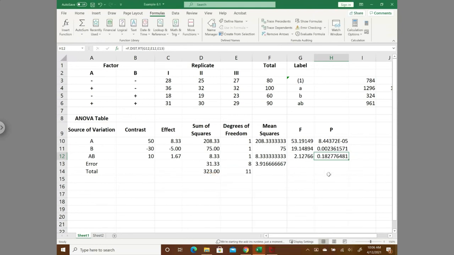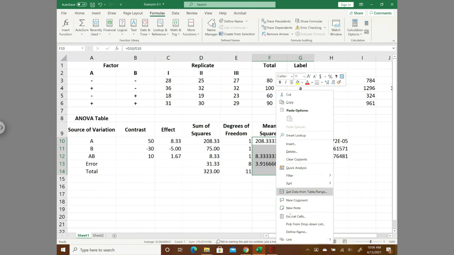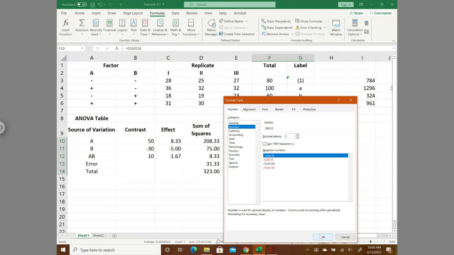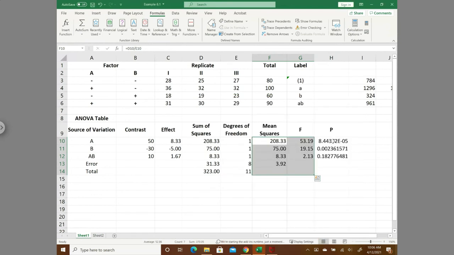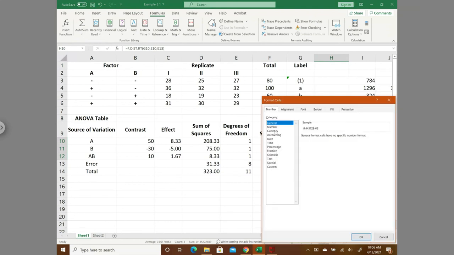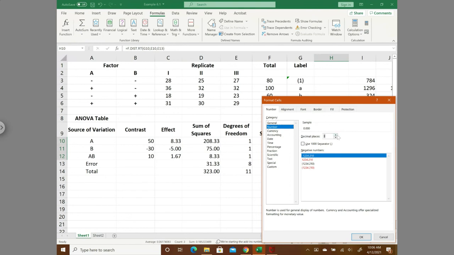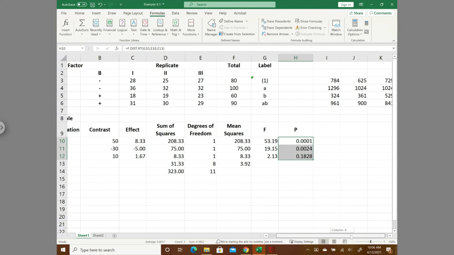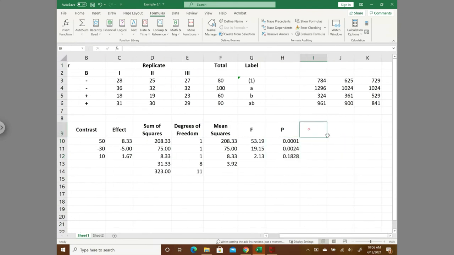Okay, so what we will do is let's clean up a little bit. Let's make this up to only two decimal places. So format cells, number, two decimal places. So that's good. And let's make the p-value up to four decimal places. Okay, so here we are, and now we write our conclusion here.